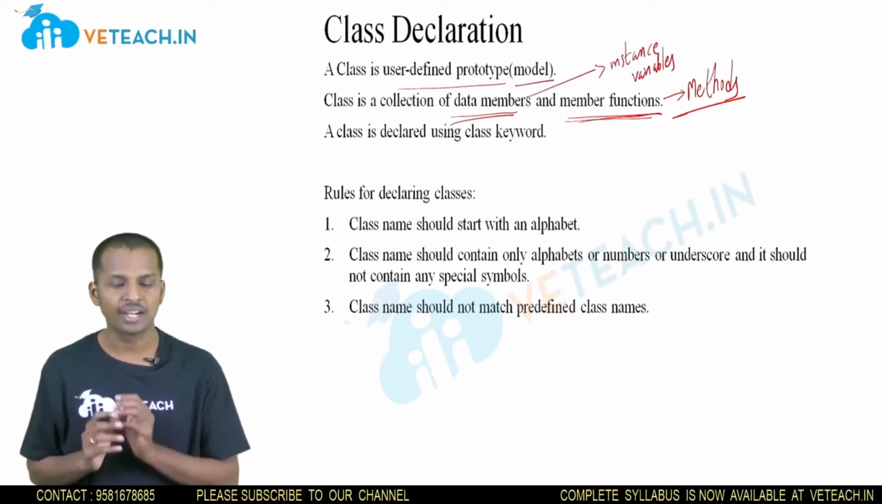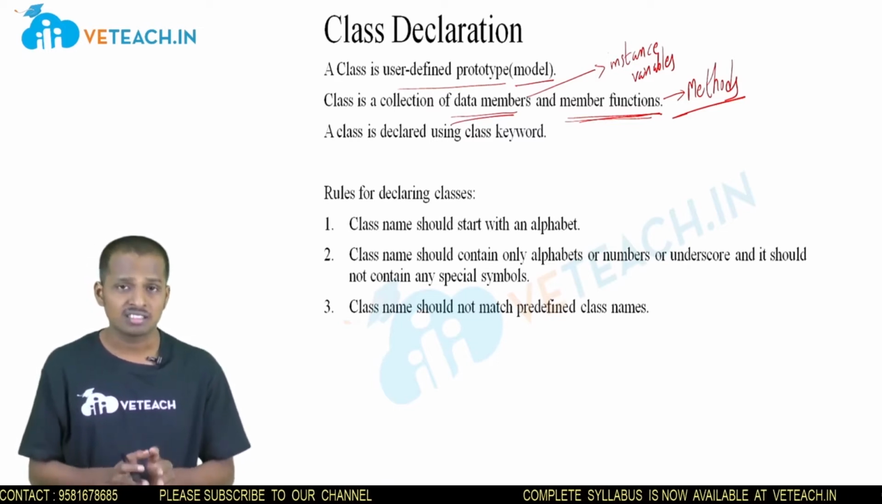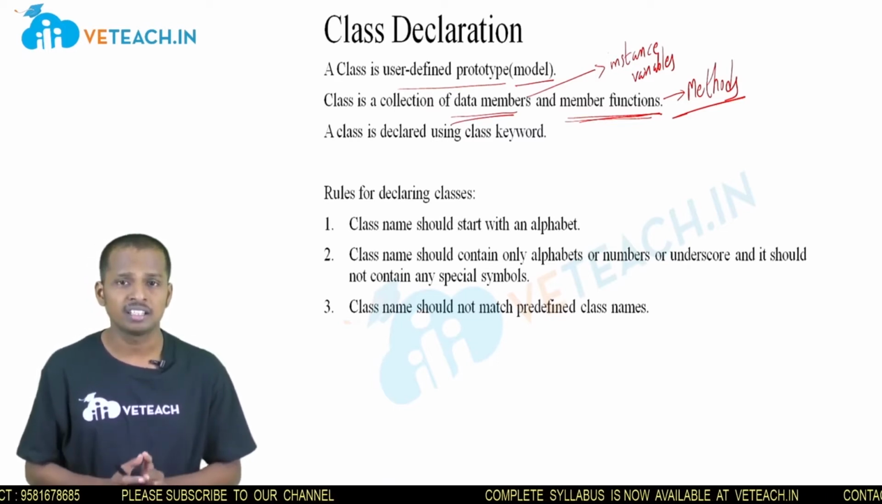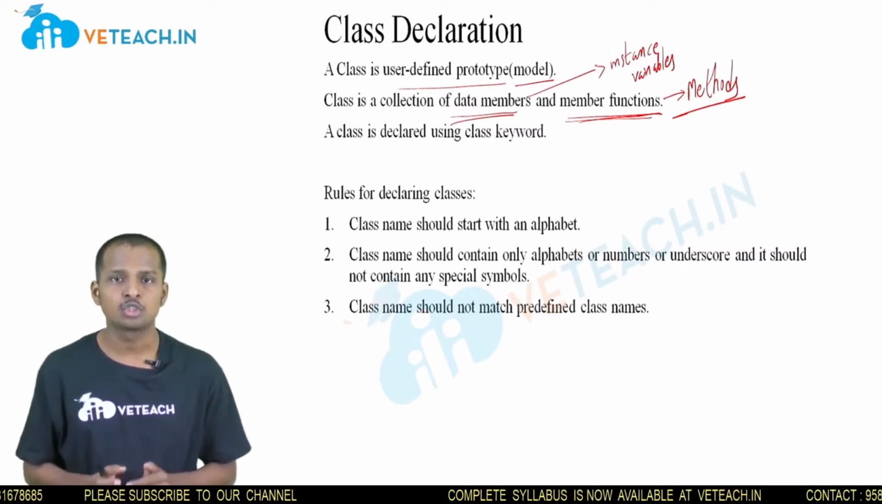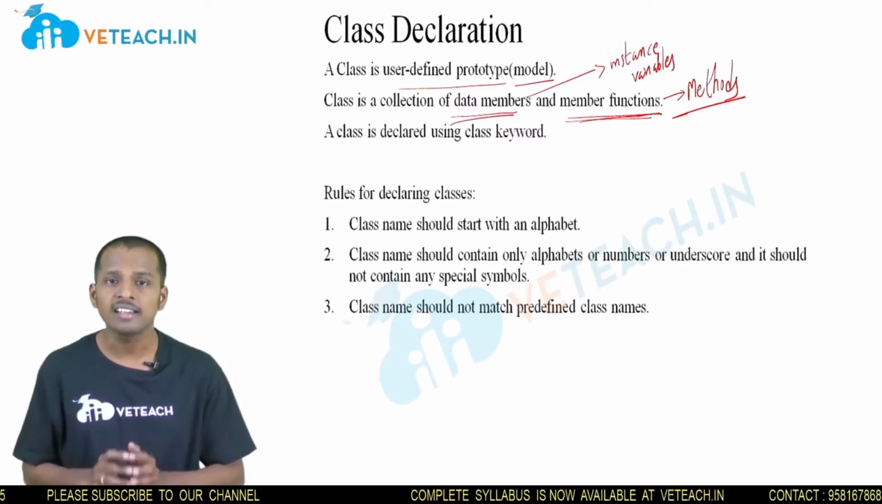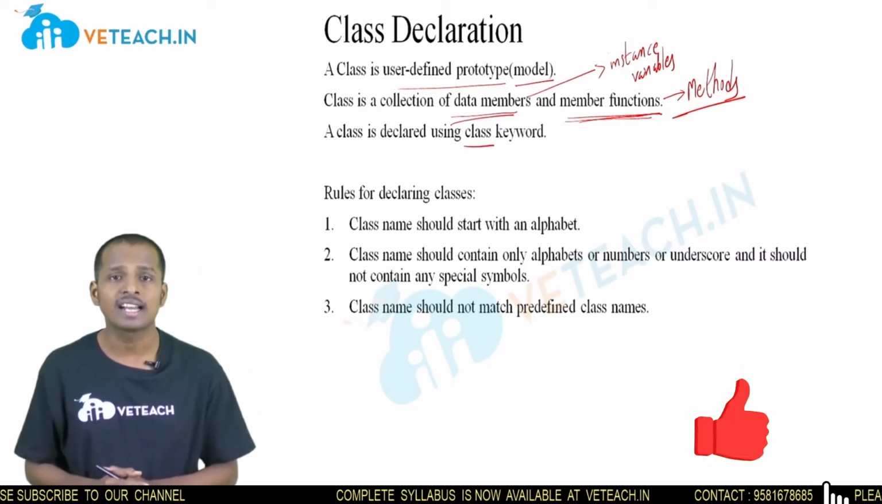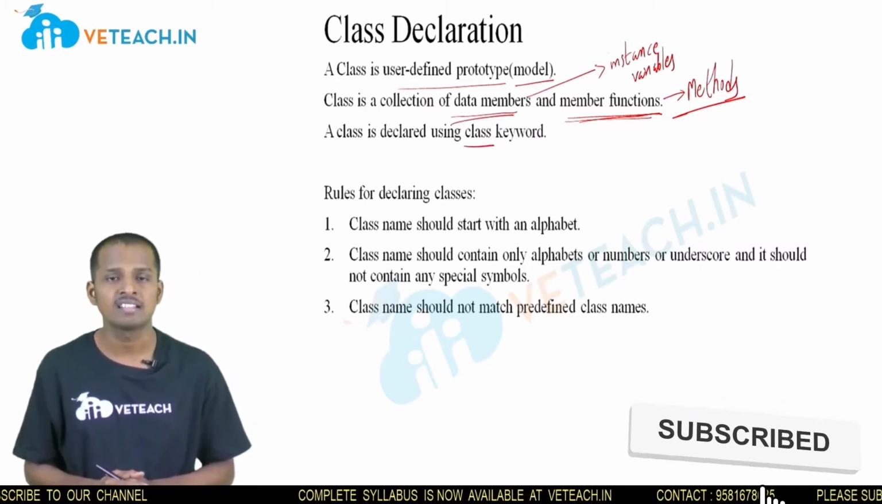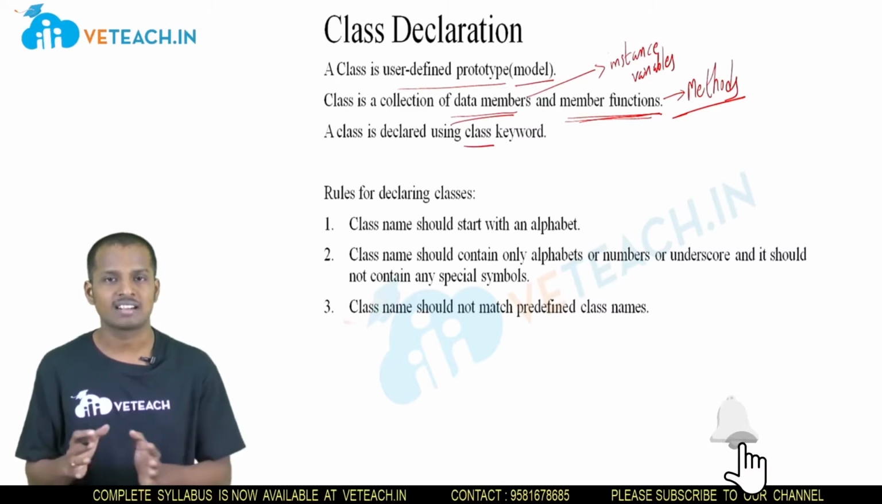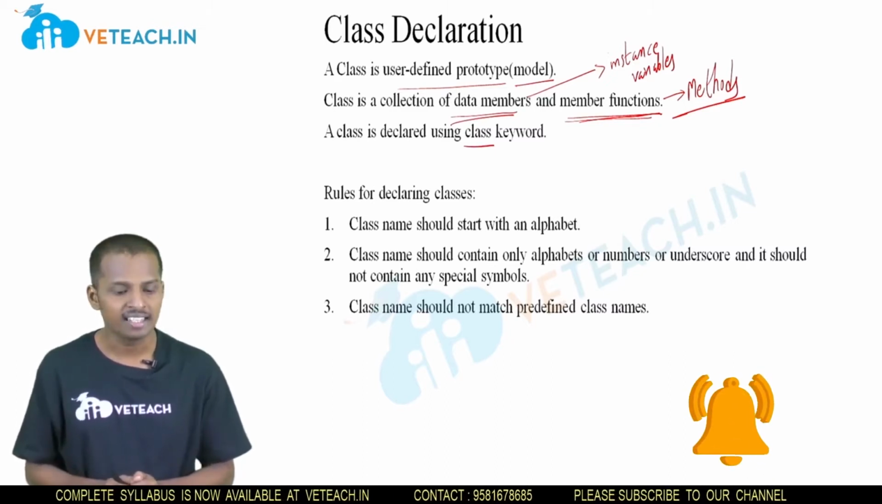Now, as we said that a class should be written for writing any program, there should be some keyword to write a class. The keyword is the class keyword. If I want to declare a class, we require a keyword known as class. Class space class name is the syntax for writing a class.